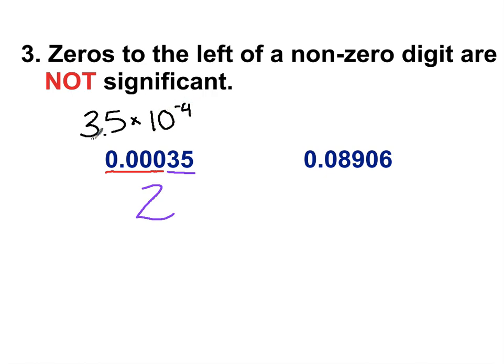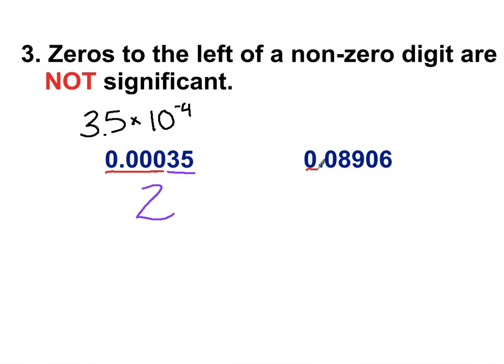This number here would only have 2 significant digits. We'll talk about that later. That's just in case you were wondering why we're allowed to just ignore these zeros when it comes to estimating significant digits.